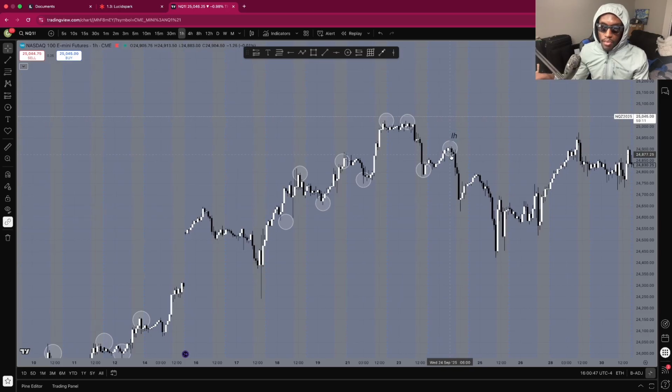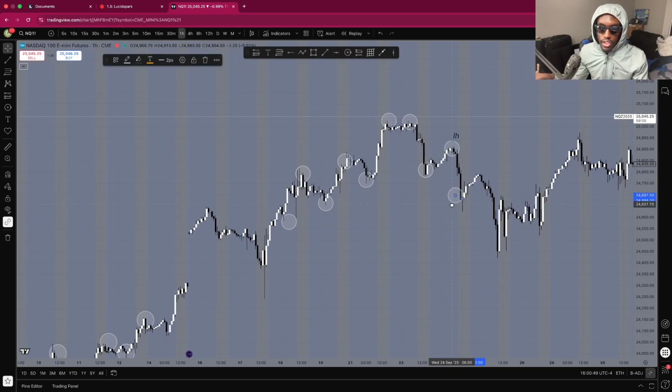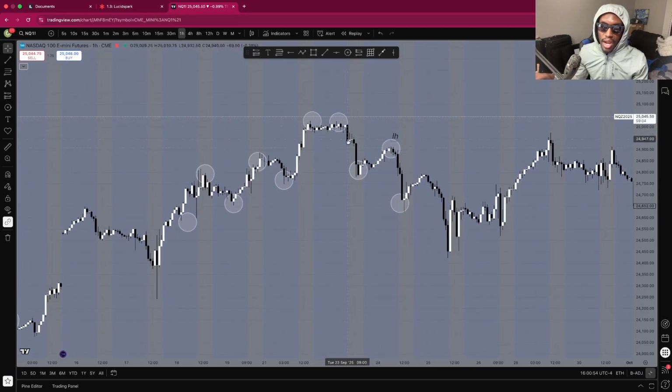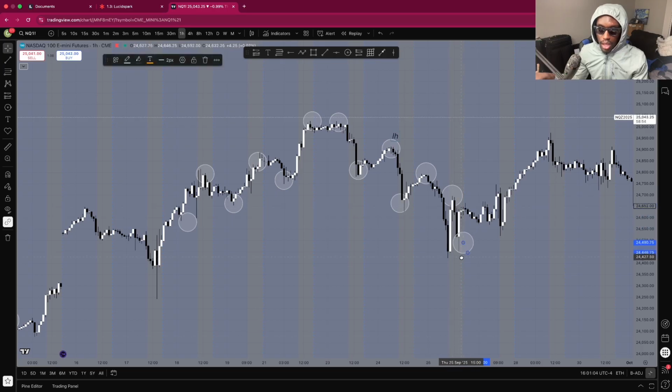And right after that, what happens? We have a lower low. So at this point now, the downtrend is confirmed, and now the market isn't making higher highs and higher lows no more. Now it's making lower lows and lower highs. Lower high. And now right here we had our lower low, and then what happened?